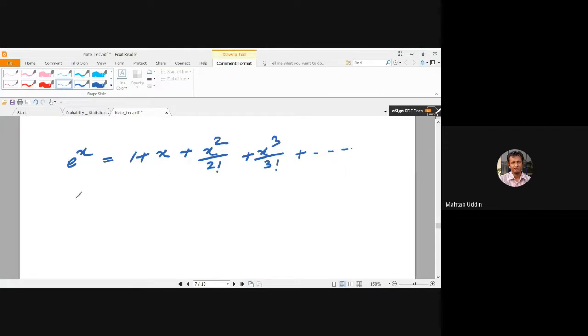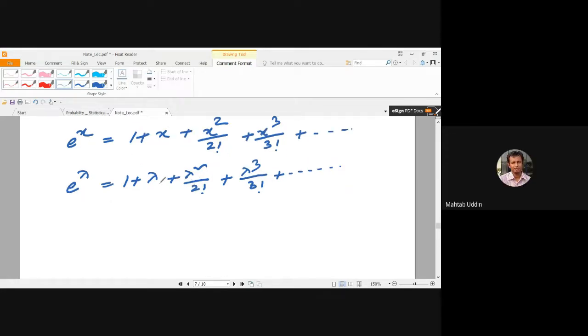So what will happen if I write e to the power lambda? 1 plus lambda plus lambda squared by 2 factorial plus lambda cubed by 3 factorial. Can I write it? Now, if I convert this to a summation series, we can write lambda to the power x by x factorial. Can I write it?